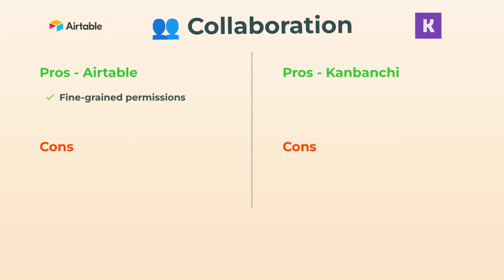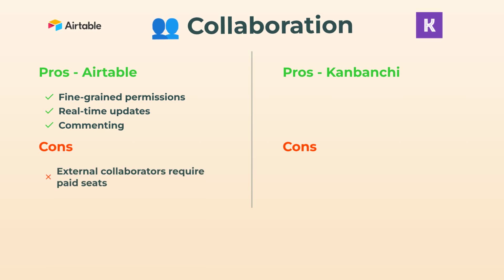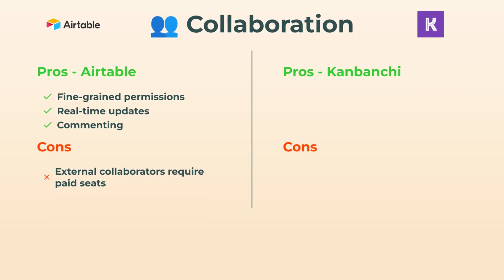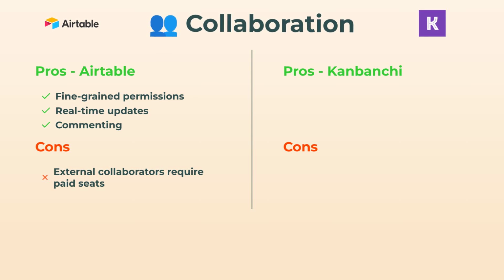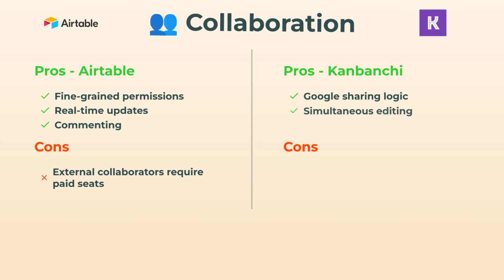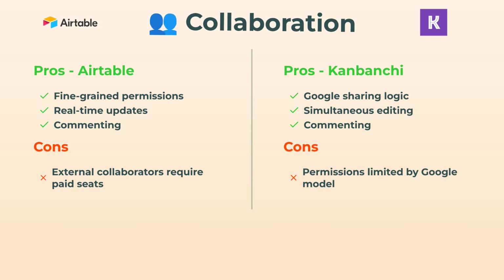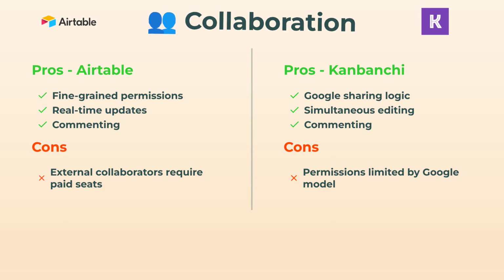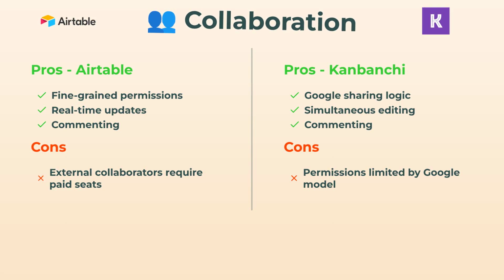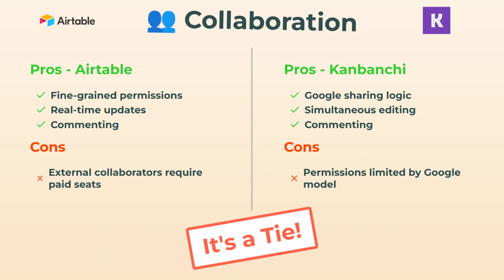On the collaboration end, it's kind of a tie. Airtable lets you set all sorts of permissions, get those real-time updates, and everyone can comment back and forth. The snag? If you want to bring in outside folks, sometimes you'll have to pay for extra seats. With Kanbanchi, sharing files feels super natural because it just uses the Google Drive logic, so if you know how to share a doc, you'll get this right away. The only hitch, your control is bounded by what Google allows. But for working together, both do a great job.